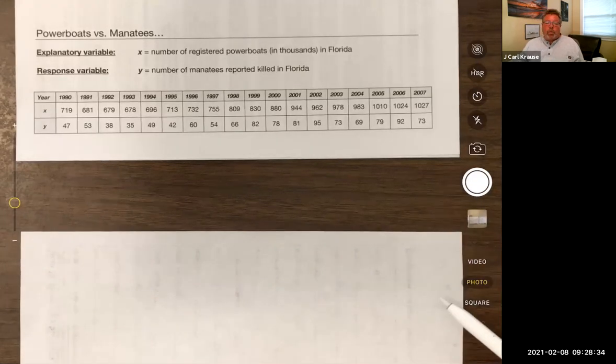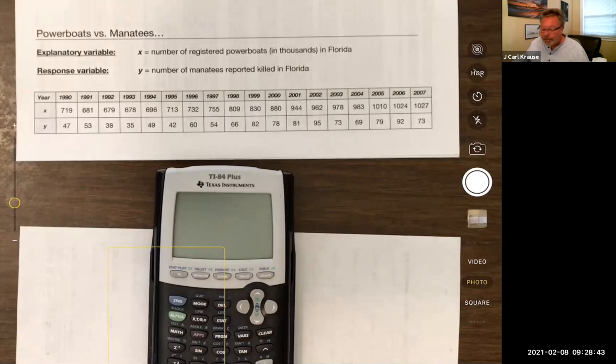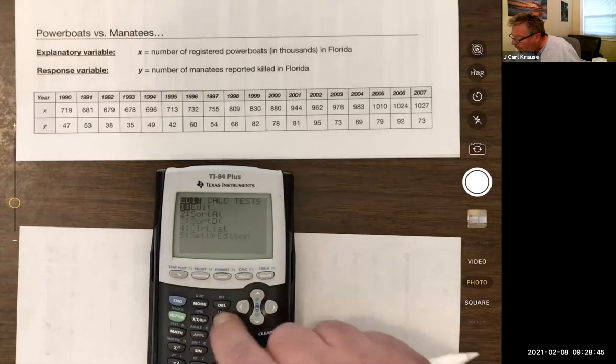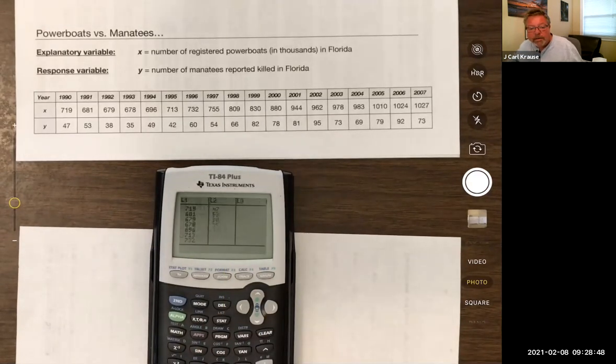So if you want to follow me on your own calculator, you're welcome to put this data into a couple of lists. I have done that on this calculator, and I've gone into Stat, Edit, and I have put in list 1 the powerboat numbers, just as they appear on this document. And then in list 2, I have put the number of manatees killed. We'll put that data in there.